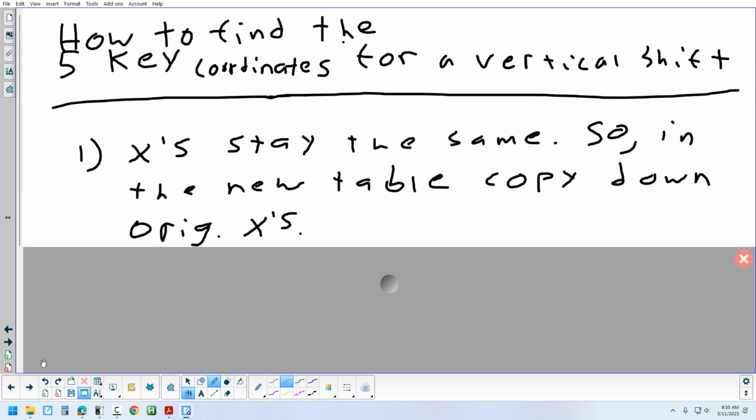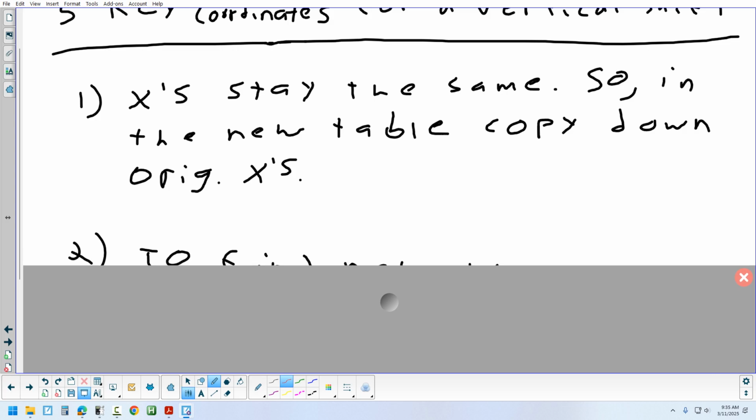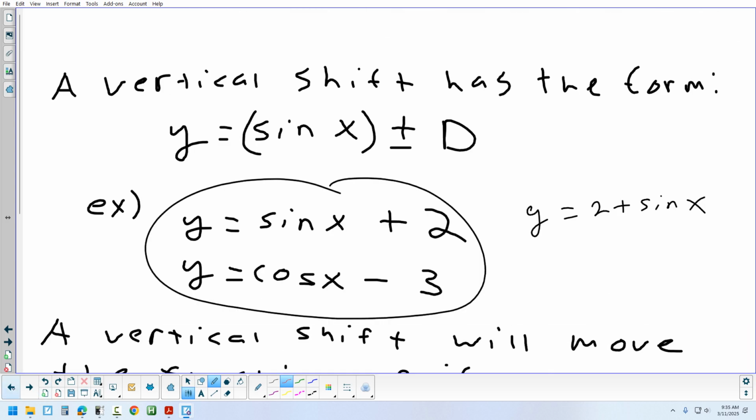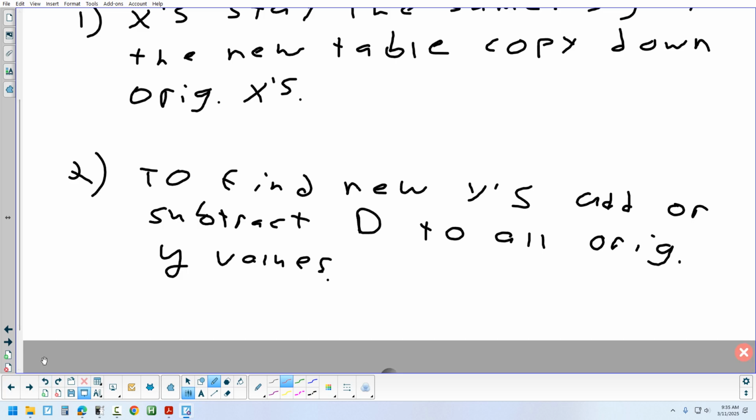And that's also why we're doing two transformations together, because the arithmetic on these is very easy. It's with ones and zeros. So that's why we get them both out of the way at the same time. So x's stay the same. Now for the y's, all you have to do is take the number that's at the end, which I called d. Take the number that's at the end and add or subtract it to the original y values. But don't do the opposite. So if you see a problem with a +2 in it, do a +2. If you see a problem with a -3, do a -3.